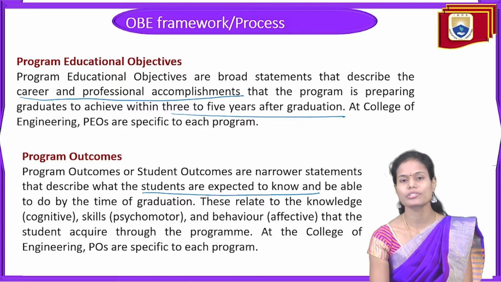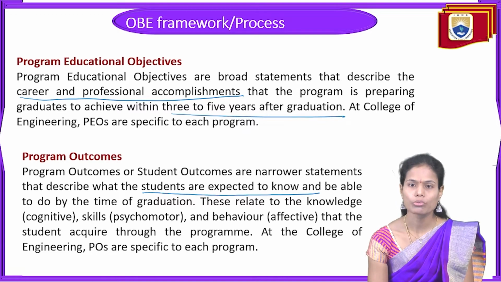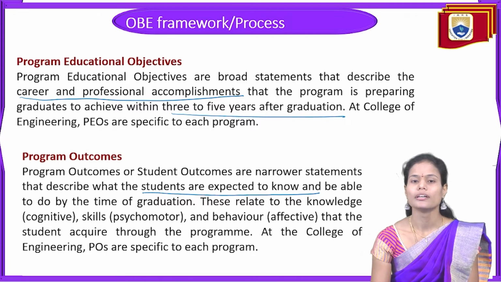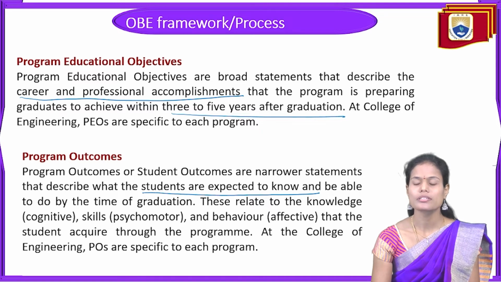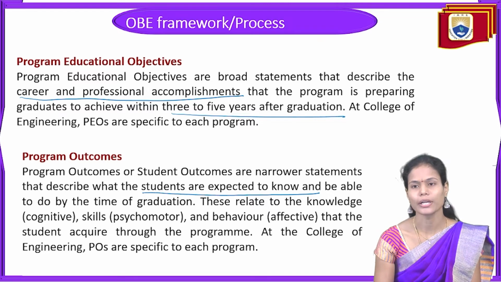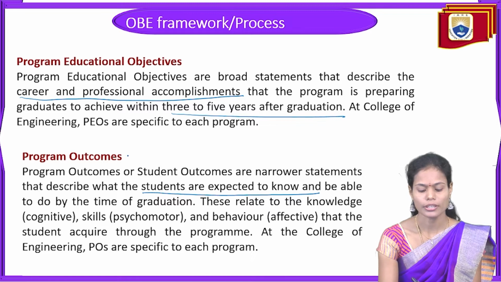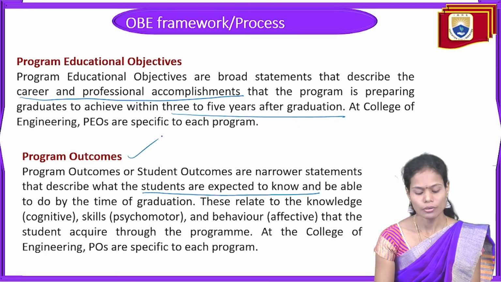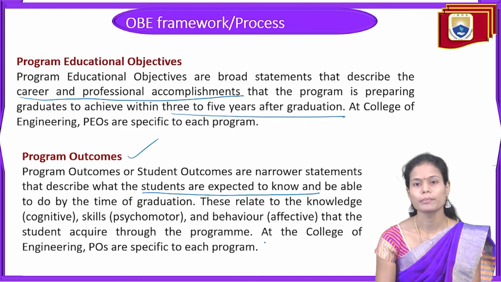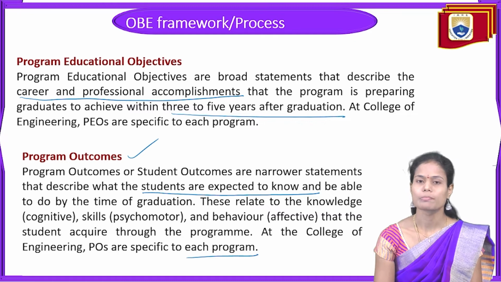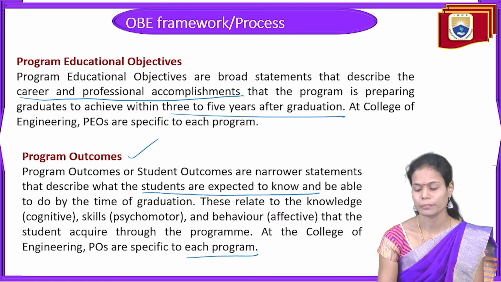It is nothing but what students are expected to get from each and every course and what they are going to learn in their graduation period. These relate to the knowledge, skills and behavior the students acquire through the program. What knowledge they are acquiring, what type of behavior they are learning and what type of skills they are developing during this graduation period is indicated by the program outcomes. At the College of Engineering, POs are specific to each program. Again, program outcomes are also specific to each and every branch.